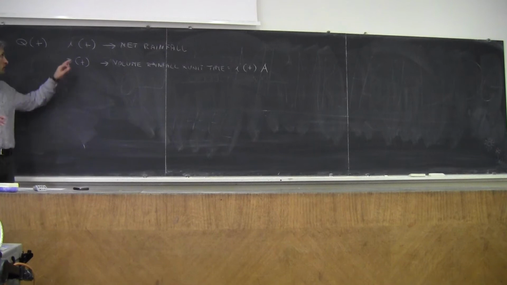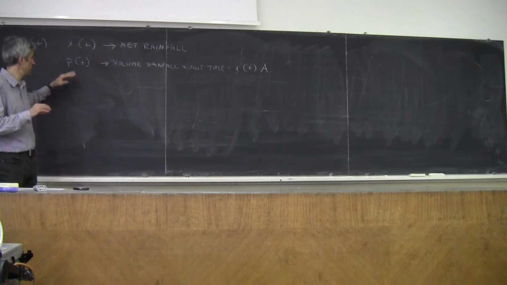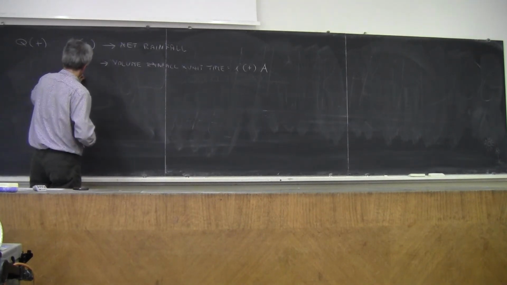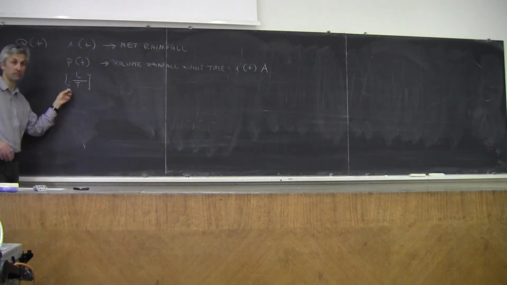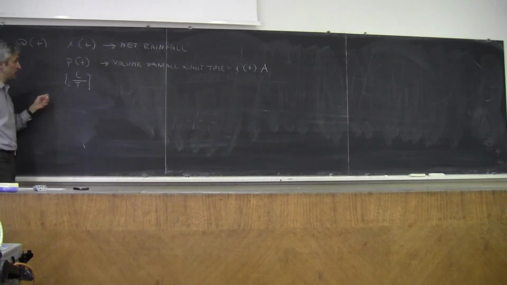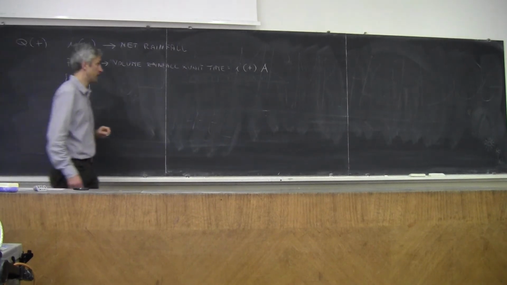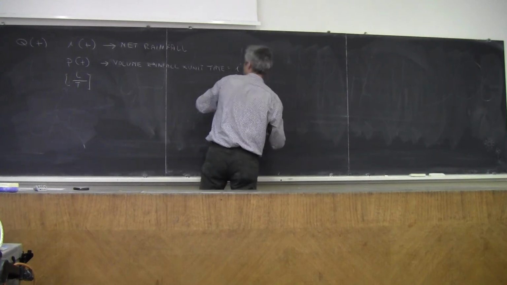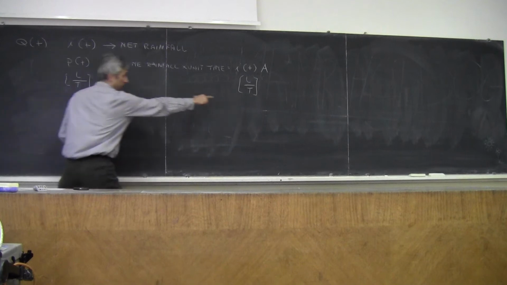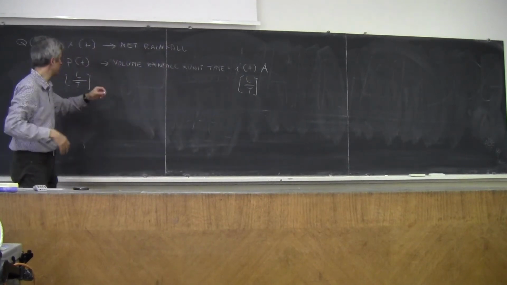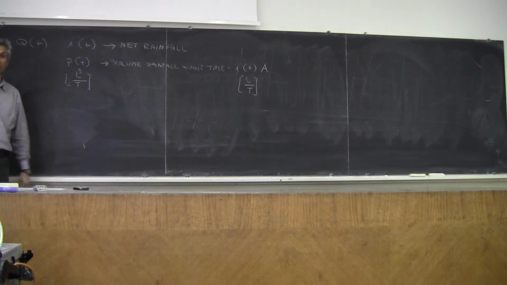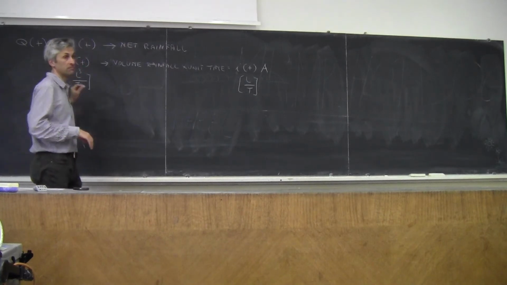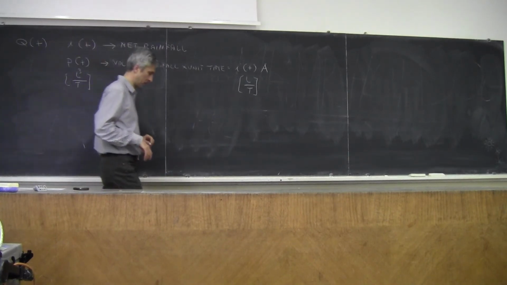So basically, you take I(t) and multiply it by the area of the catchment. The dimension of I(t) is length over time, because this is intensity of rainfall. If you take a length over time and you multiply it by the area of the catchment, you obtain a volume over time. So it's the volume of rainfall per unit time. This is P(t). Okay.